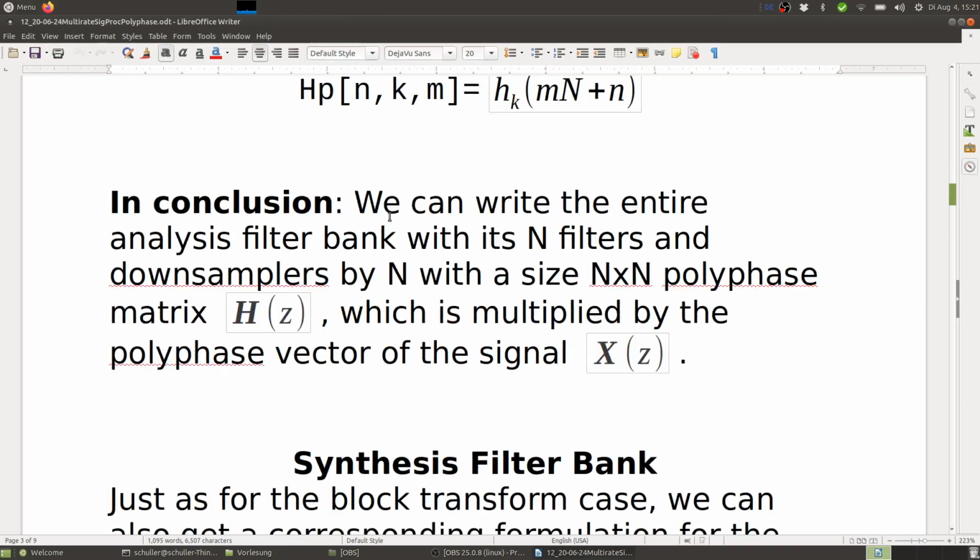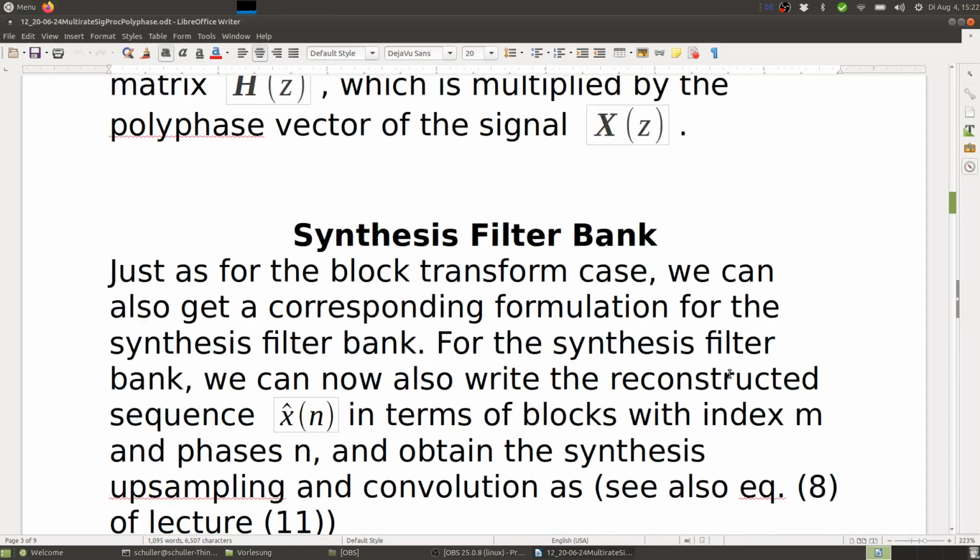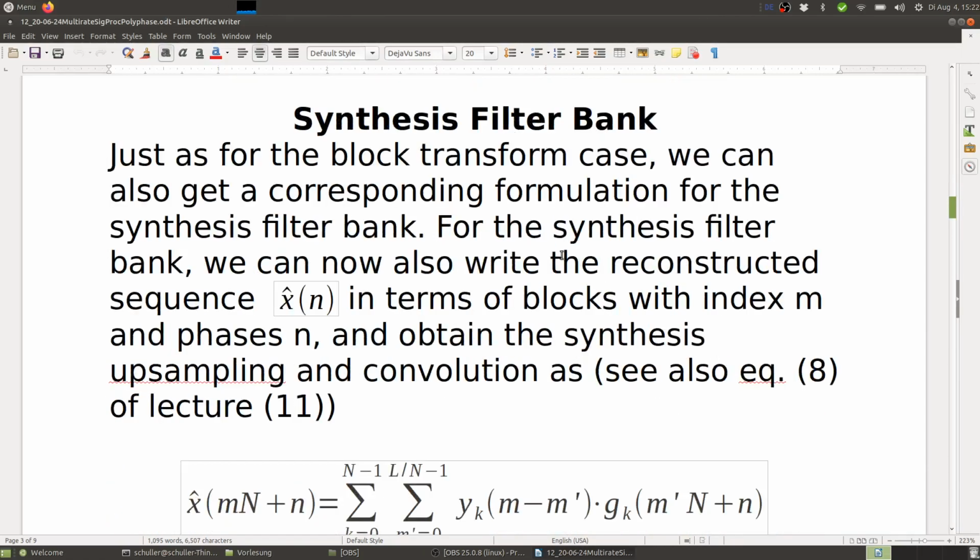So in conclusion, we can write the entire analysis filter bank with its N filters and downsamplers by N with a size N by N polyphase matrix H(z), which is multiplied by the polyphase vector of the signal X(z) from the left hand side. Similar for the synthesis filter bank, we apply the same principles. So just as for the block transform case, we can also get the corresponding formulation for the synthesis filter bank.